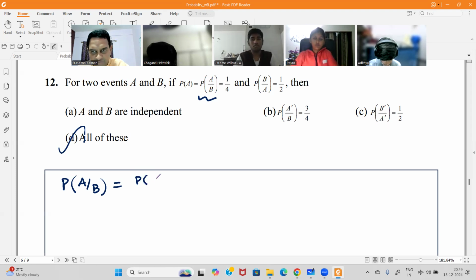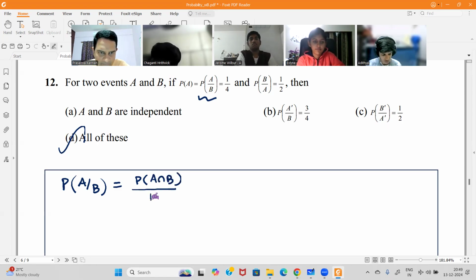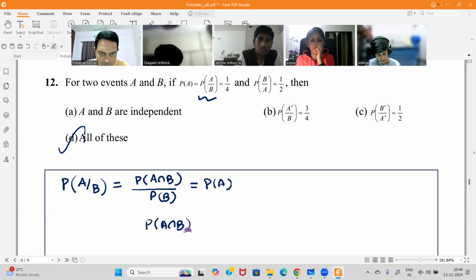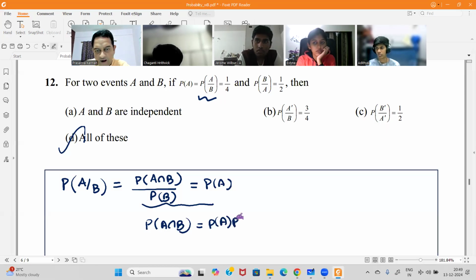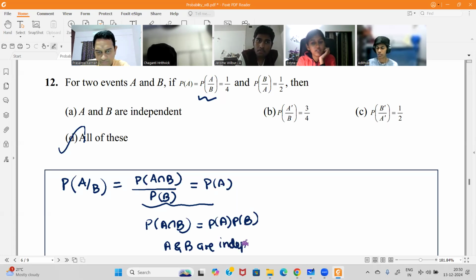What is the definition of P of A given B, Evelyn? P of A intersection B by P of B. Correct. But what is P of A given B given to be? P of A. So now just using this, what is P of A intersection B? Just look into these two. P of A into P of B. And you know by definition, if P of A intersection B is equal to P of A into P of B, then A and B are independent. Is it clear, Evelyn? Yes, sir.